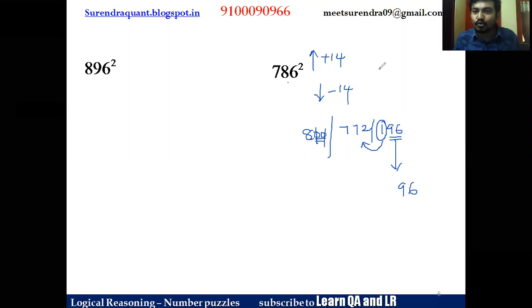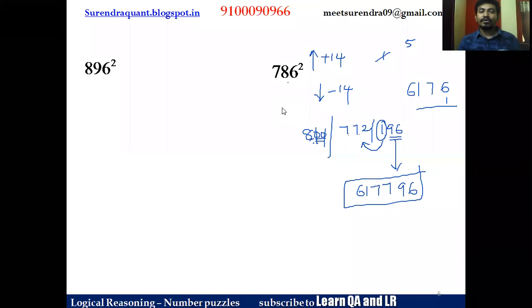So 8 into 2, 16. 8 sevens are 56 plus 1, 57. 8 sevens are 56 plus 5, 61. One is carry that must be added to this product. So that is 6177. So in this way, we can find out squares of any big numbers ranging from 1 to 1000.